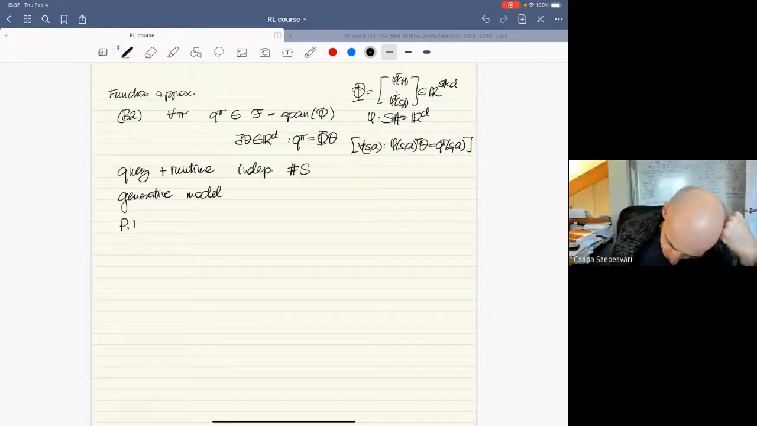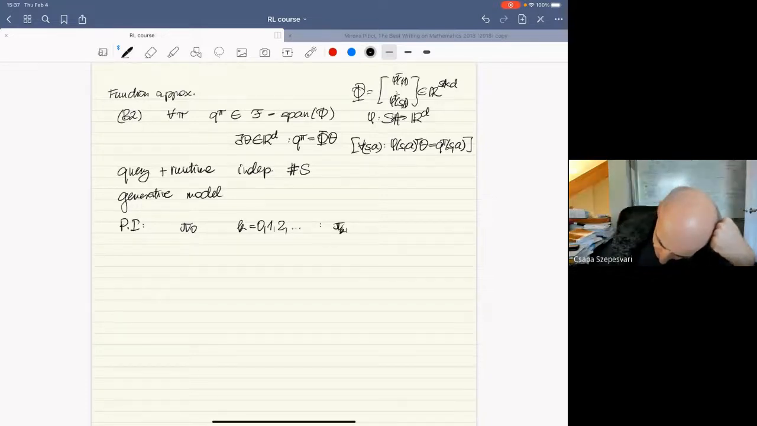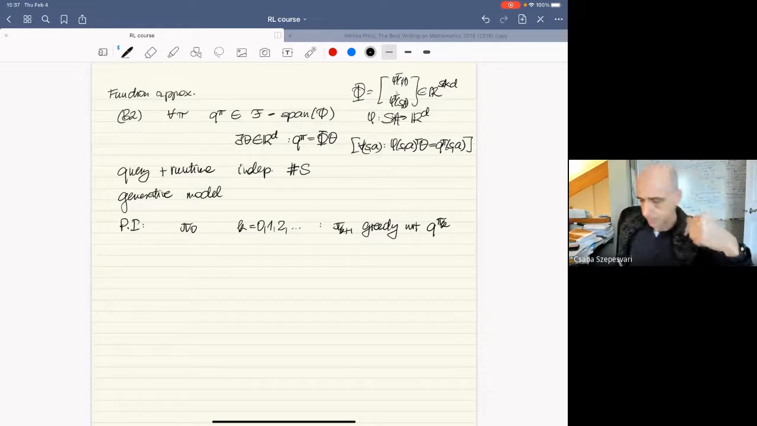So let's see what policy iteration does. It starts with an arbitrary memorized policy pi naught, and then for every value of k from 0 and so on and so forth, the next policy is greedy with respect to the action value function of the previous policy. Which is policy iteration.